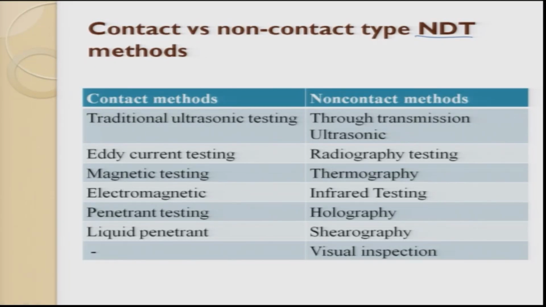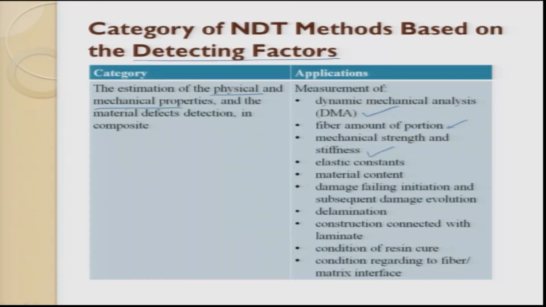There are two types of thing, one is contact and non-contact. So, we will see what are the possible contact methods in non-destructive testing and then non-contact testing. Ultrasonic can be both contact as well as non-contact, we will see that a little later. Then eddy current testing is contact, then magnetic testing, electromagnetic testing, and then you have liquid penetrant testing. We will also try to find out damage initiation and subsequent damage evaluation, delamination, the condition of the resin cure and the condition of the fiber matrix interface.